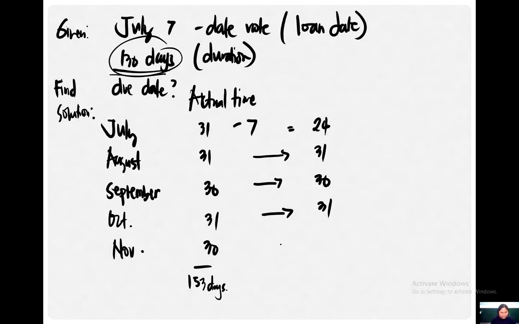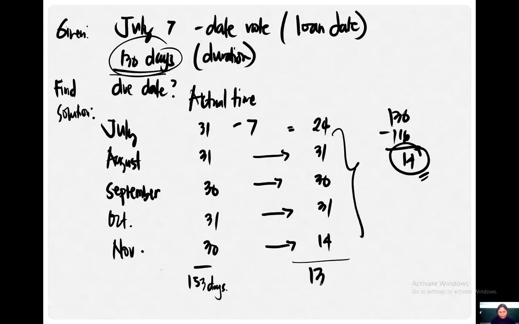So let's subtract 116 from 130 days para malaman natin kung ilan na lang yung kulang natin. So 130 minus 116, we have 14. So ang kulang na lang natin is 14 days. So let's just write here until 14. So November 14. If we add them together, the answer must be 130 days. If it's not, therefore our answer is incorrect. So let's add them together again. 24 plus 31 plus 30 plus 31 plus 14. So we have 130 days.